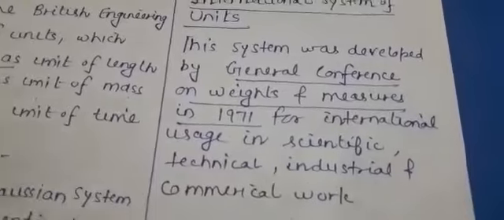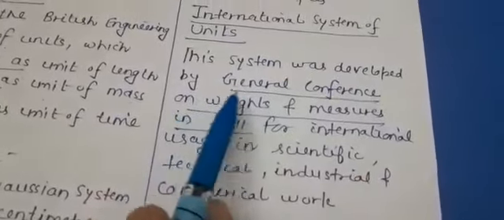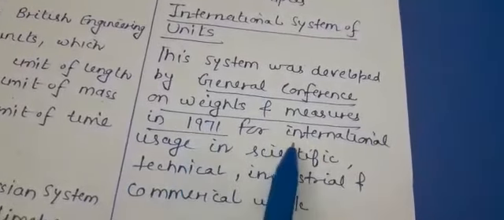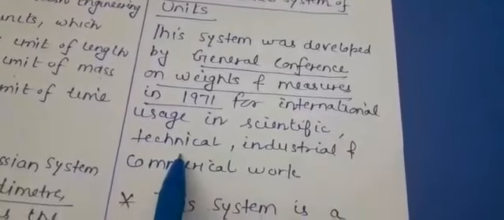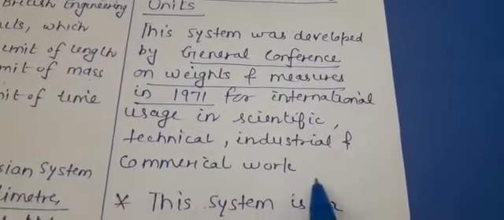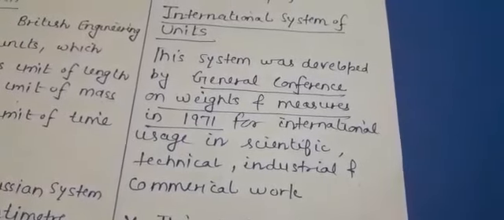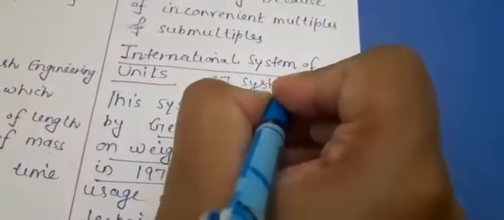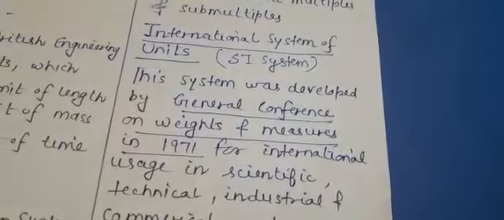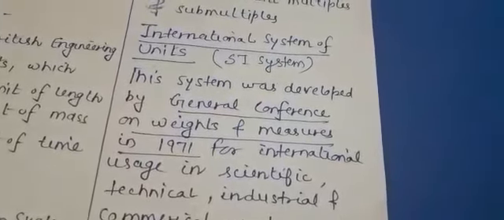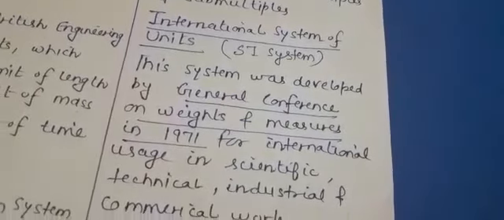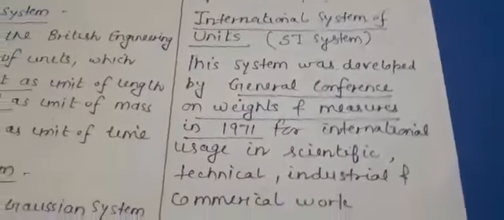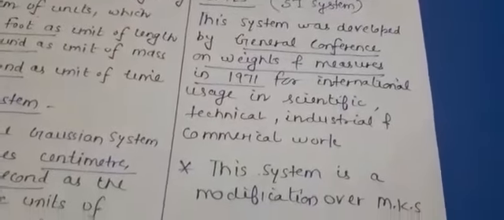But this system was developed by the General Conference on Weights and Measures in 1971 for international use in scientific, technical, industrial and commercial work. You can term it as the SI system. So if the quantities are measured in the same unit, what is the advantage of the SI system? Why have we introduced this system? Why study this system? So let me introduce you to the benefits of this system. What are the advantages of the SI system?